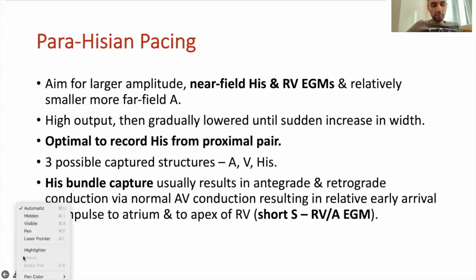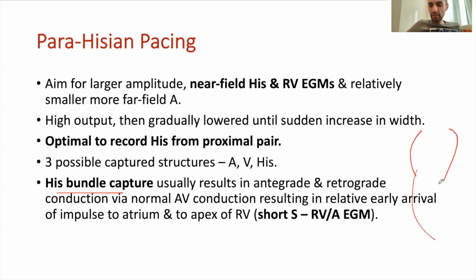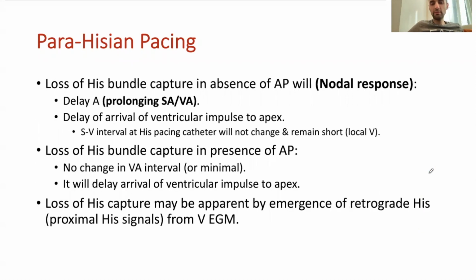And then when you truly capture the His, you will have a short stim to A. So this is your His. When you're truly capturing the His, you'll get stim to A and stim to V very short or close to each other. Okay, so now imagine you don't have a septal accessory pathway and you were capturing the His, and then you lost capture. In order to get up the A, you'll go down the V and then up the A. So you will note prolongation of your stim to A or V to A. So this is called nodal response.